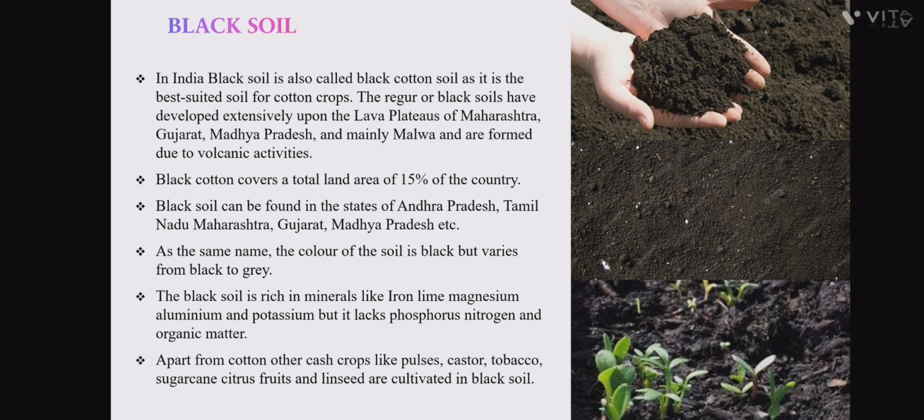Next is black soil, also called black cotton soil as it is the best suited soil for cotton crops. Black cotton soil covers 15% of the total land area of the country. Black soil can be found in the states of Andhra Pradesh, Tamil Nadu, Maharashtra, Gujarat, Madhya Pradesh, etc. As the name says, the color of the soil is black but varies from black to grey. It is rich in iron, lime, magnesium, aluminium, and potassium, but it lacks phosphorus, nitrogen, and organic matter. Apart from cotton, other crops like pulses, castor, tobacco, sugarcane, and linseed are cultivated in black soil.